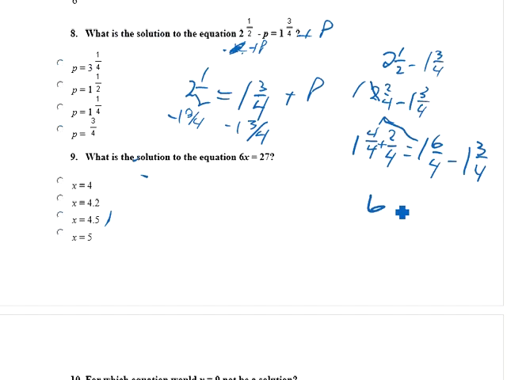And 6 minus 3, keep the denominator the same, it's going to be 3/4. And don't forget about our whole numbers. 1 minus 1 is 0, so the answer is 3/4, or p equals 3/4. And if you put 2 and 1/2 minus 3/4, you'll get 1 3/4. So p is 3/4. And we're to number 9.